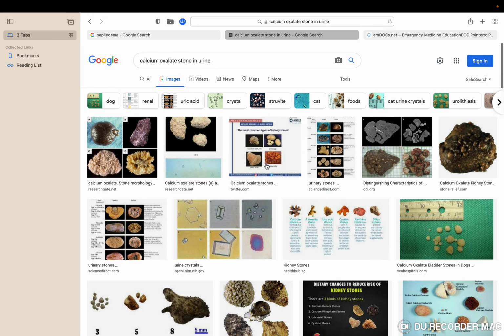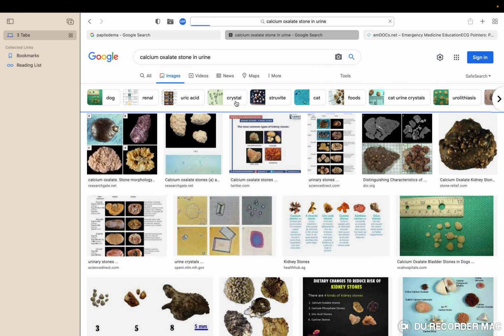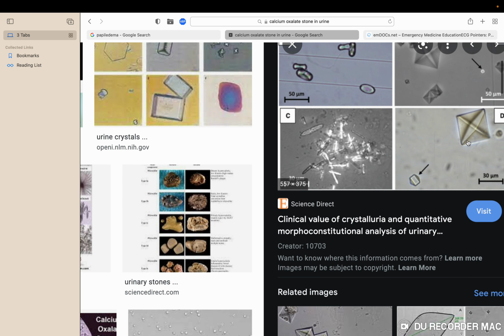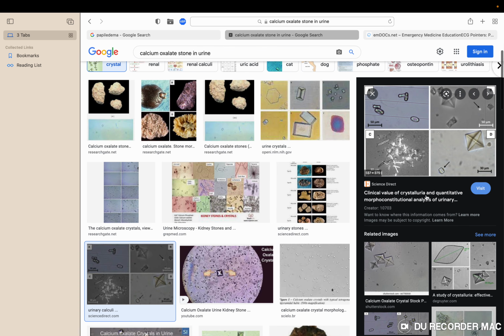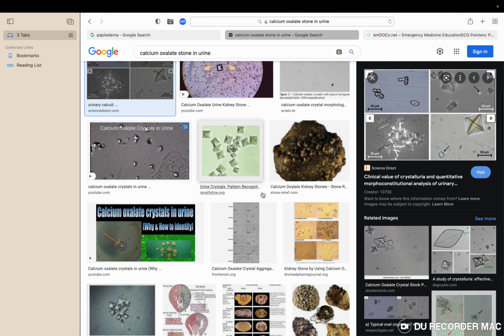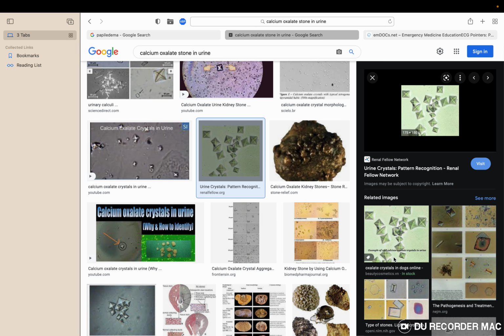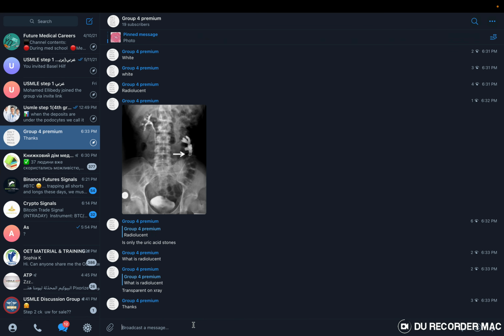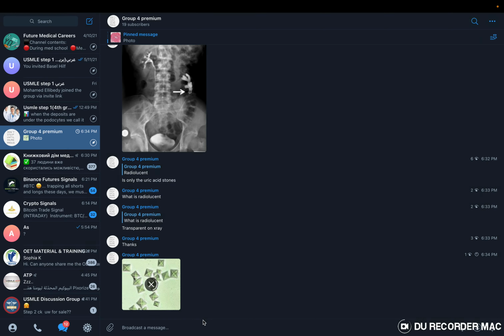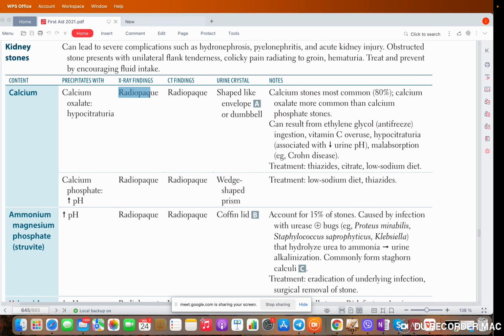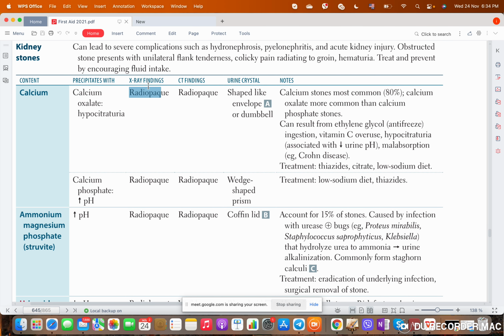Here it is. If you take a look at it, it has this X in the middle. You see a crystal with an X in the middle? This is oxalate. So whenever it has an X in the middle, you are thinking about an oxalate type of stone. Good. So calcium, radio-opaque, it's shaped like an envelope or dumbbells.